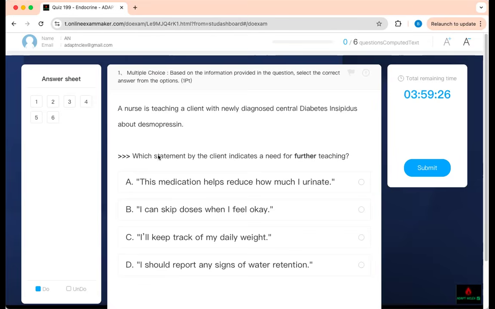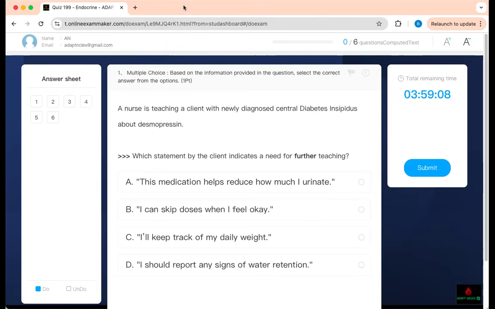So this question is on desmopressin. How do you take it? What do you watch for? What complications should you expect? And what things, when the patient says them, mean you have to intervene? These are some of the things you have to know.